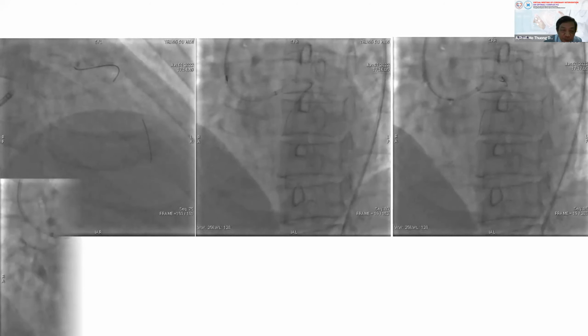go to the proximal segment of the left main. Very difficult. But you see, the burr always likes to go out, not come in.